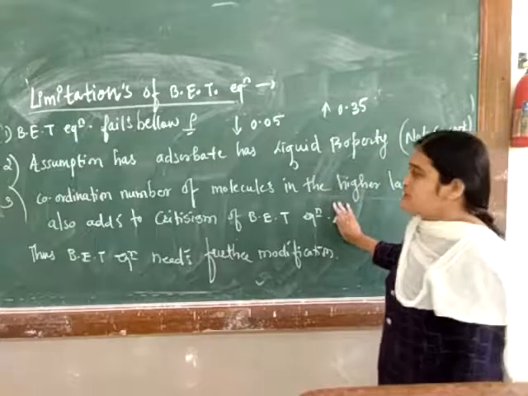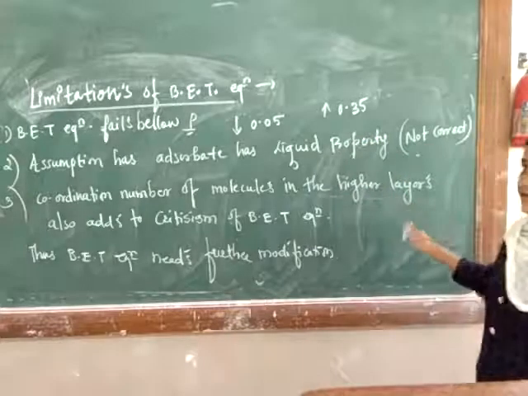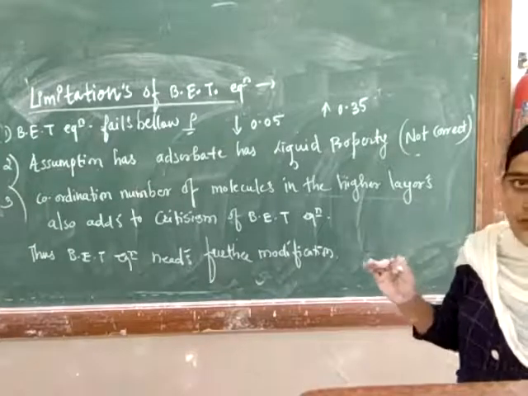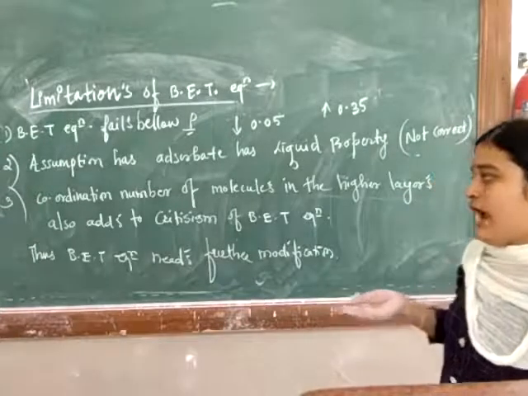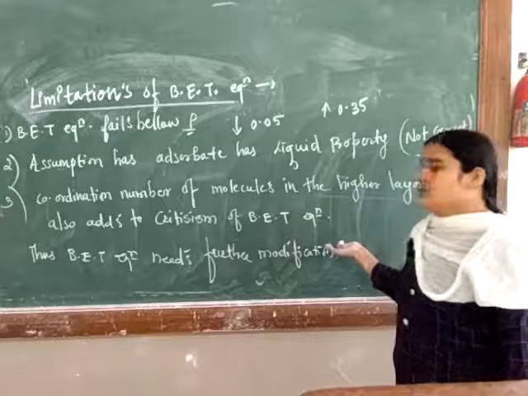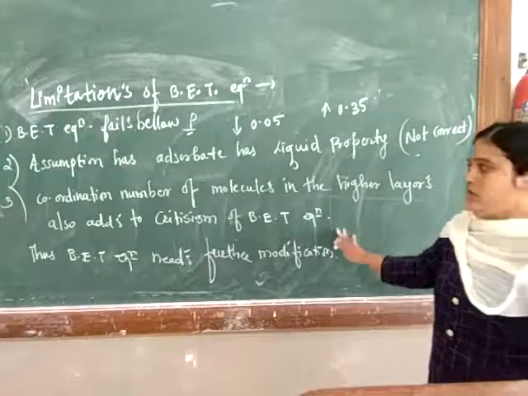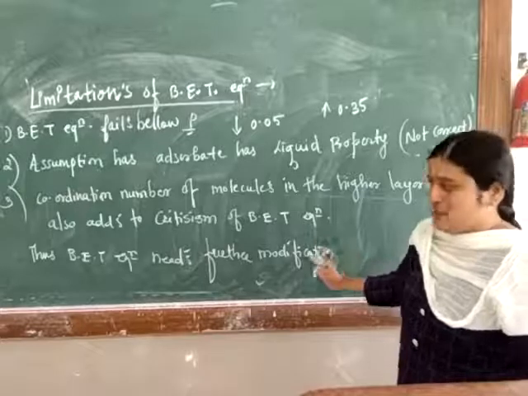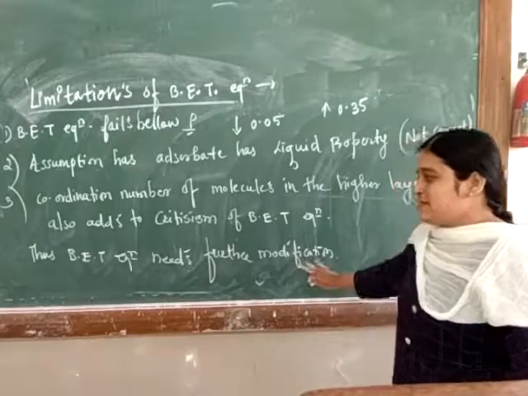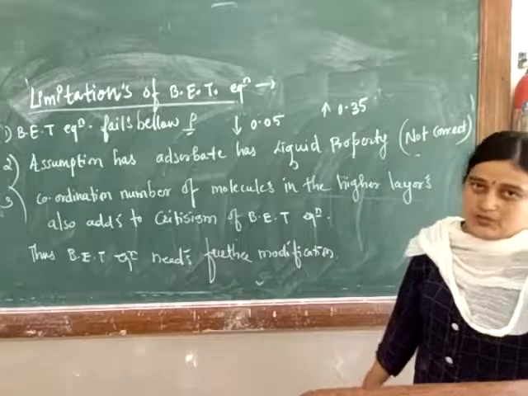Next, the coordination number of molecules in the higher layers, meaning multilayers are going to form. The coordination number also adds to the criticism of the BET equation. This is one of the limitations. It should not be added, but the coordination number they have added over there. So based on this, the BET equation needs further modification.